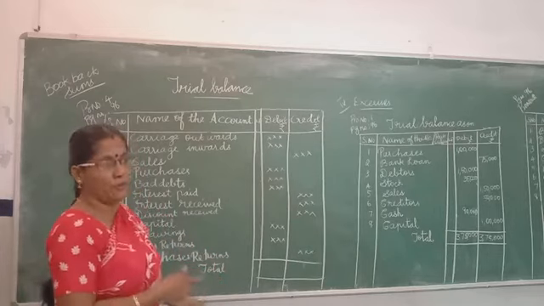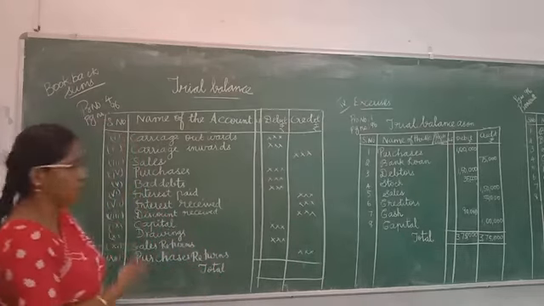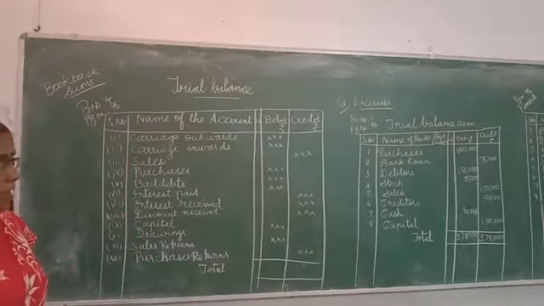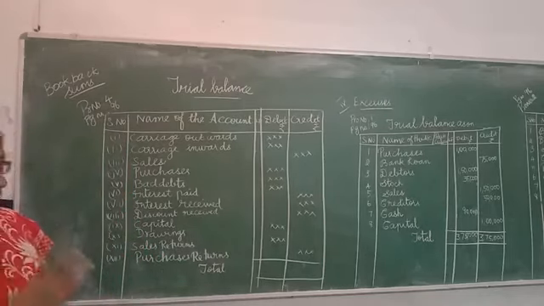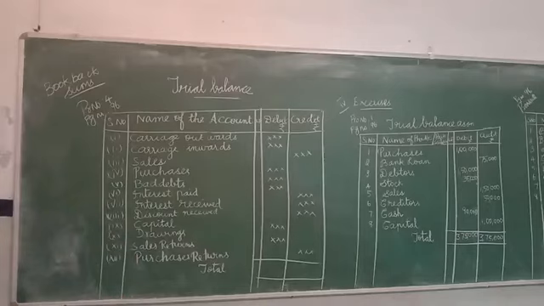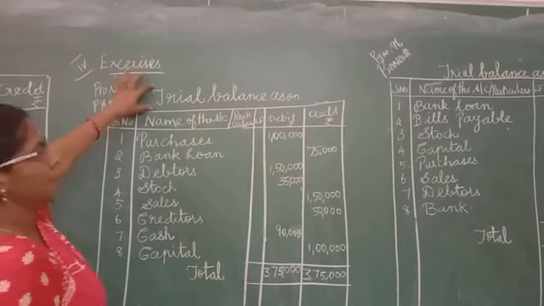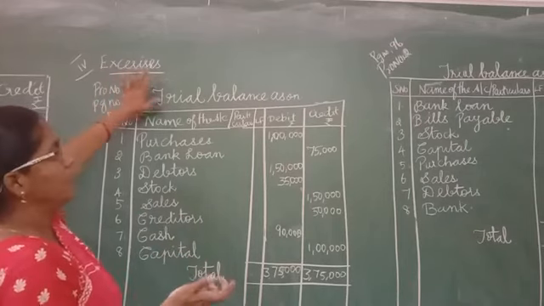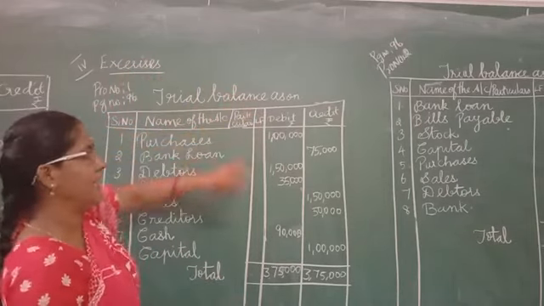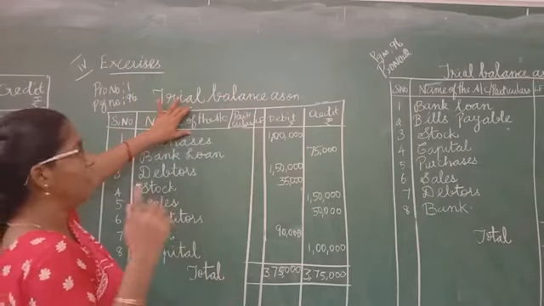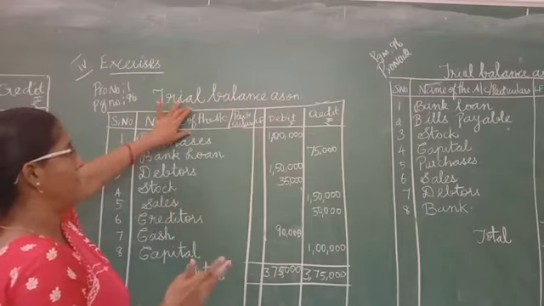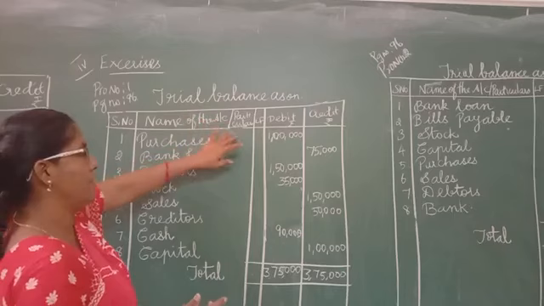Now I hope you have understood problem number 4. Let us move on to problem number 1 given in the exercise, Roman number 4, exercise sums. Exercise problem number 1. You have to write the heading. Go through the sum: trial balance as on. You already know the format we have learned. These are all the columns we have to divide.